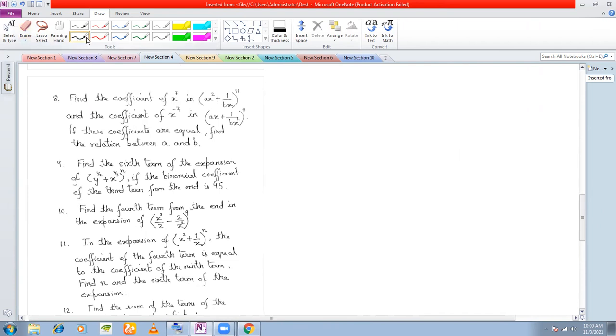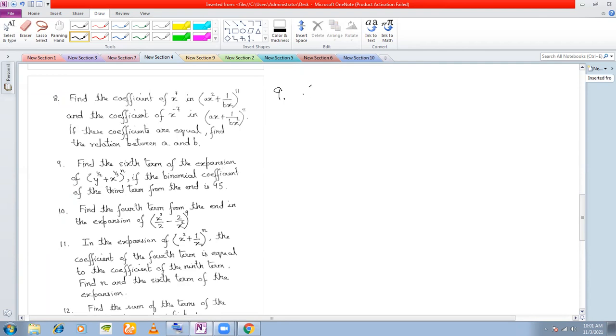The question here is, find the sixth term of the expansion (y to the power of half plus x to the power of 1/3) whole to the power of n, if the binomial coefficient of the third term from the end is 45. Remember, the binomial coefficient only is equal to 45, not the entire third term. Only the coefficient of the third term is equal to 45. Okay, so whenever you are reading this question, you must be very careful whether they are saying coefficient or the term itself.